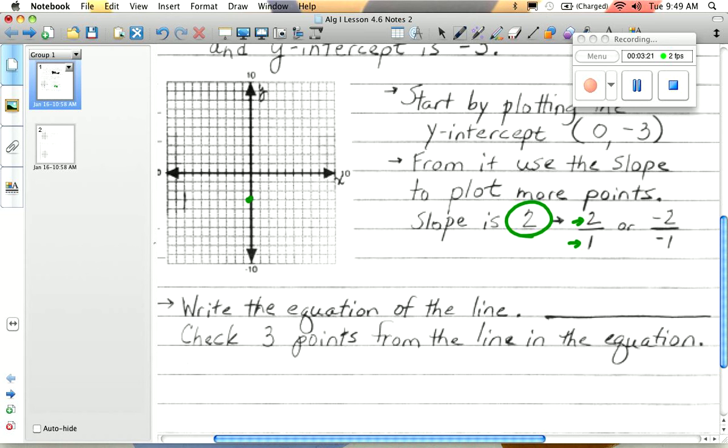So let's use the positive 2 over positive 1 to make our next point. Up 2, 1 to the right. Going up is positive rise, going right is positive run. And then let's also use our other name for our slope, our -2. So we're going to go back to the y-intercept, and we're going to go down 2 and 1 to the left. And we could keep making points forever using that slope. But what did I say you have to have? What's the minimum? 3 points.